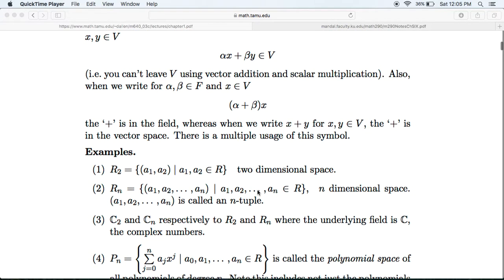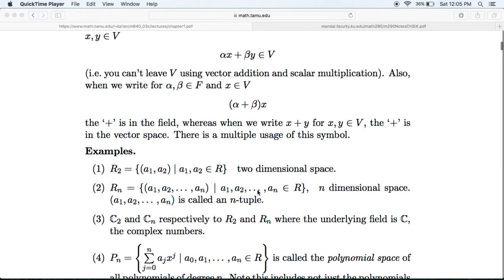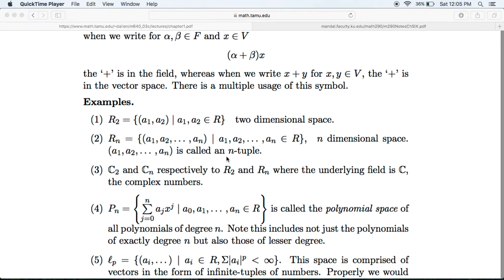So what are some of the examples of vector spaces? One of the most common examples is Euclidean spaces. That is the familiar plane and planes in higher dimension, such as R2, which is an ordered pair of two real numbers, Rn, an ordered tuple of n real numbers. Similarly, for C2 and Cn, tuples of complex numbers.